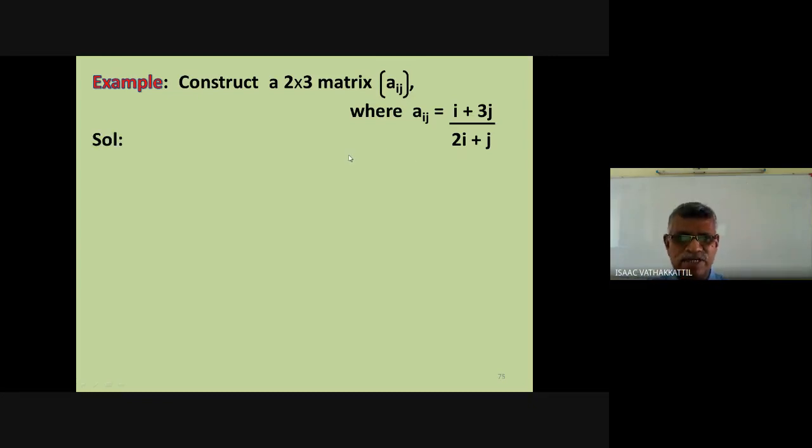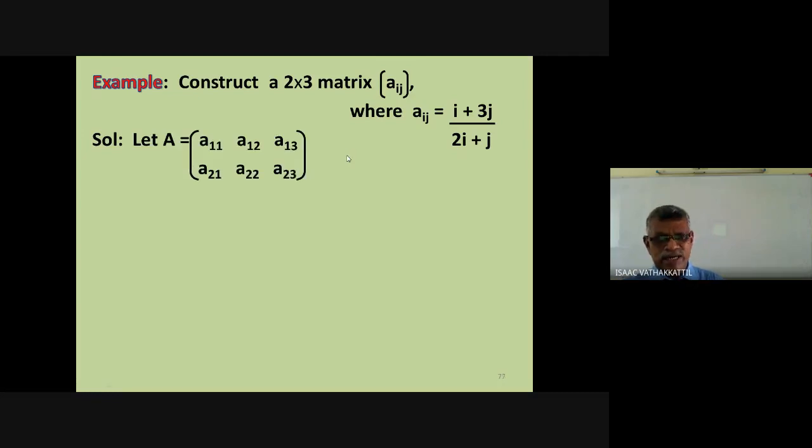Let us go for calculating. Matrix, let me call it A, 2 by 3, 2 rows and 3 columns. When I have 2 rows and 3 columns, the elements will be A11, A12, A13, A21, A22, A23. Now each element will be calculated according to the given formula Aij = (i + 3j)/(2i + j). A very common question, sometimes even for 3 or even 4 marks. You have to find out each element.